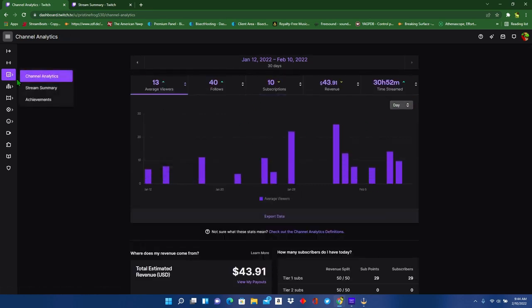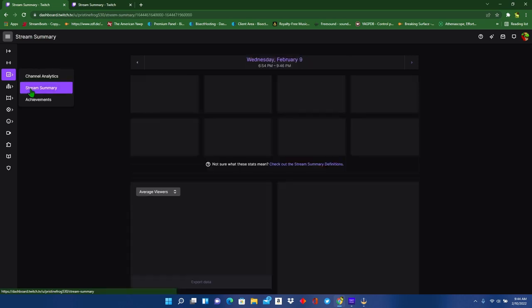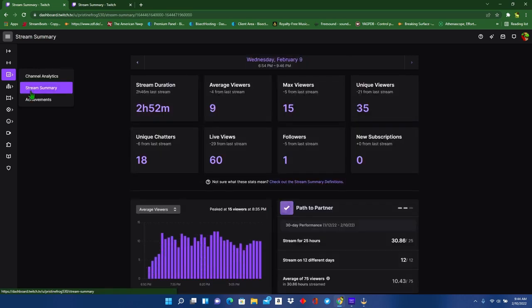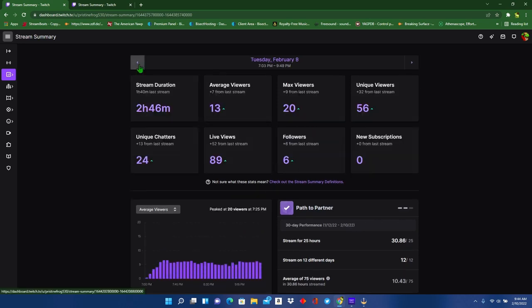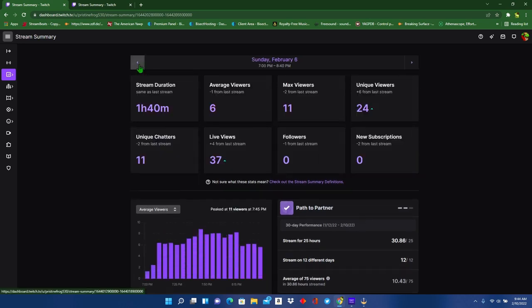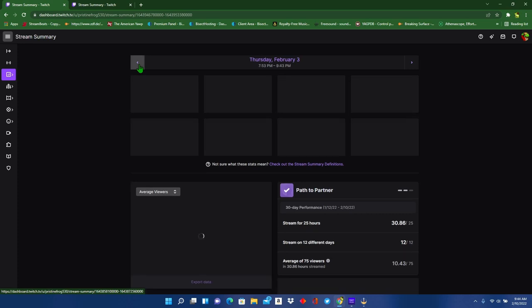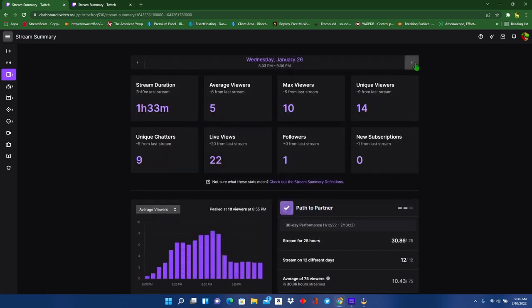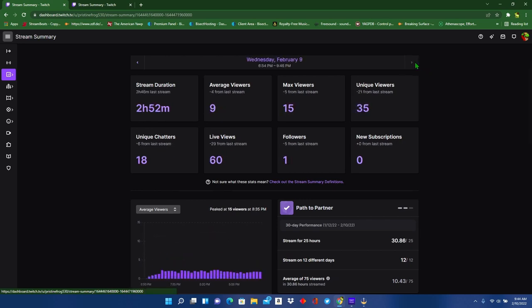Now let's go ahead and look at what you have for individual streams. So this is the stream summary. It breaks down each individual stream into more useful data. And I actually like this view the best, and I'll show you why here in a little bit. But you can compare each and every stream, go through and look at each one, and see what happened during that stream. If it was really effective, if it was not that good.